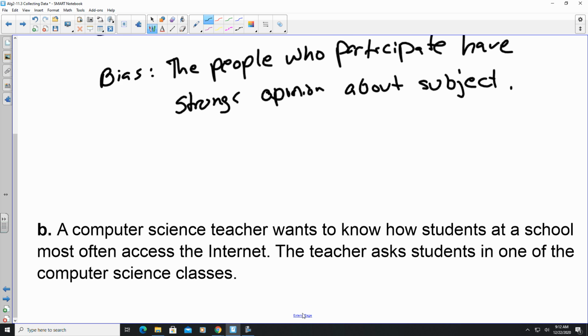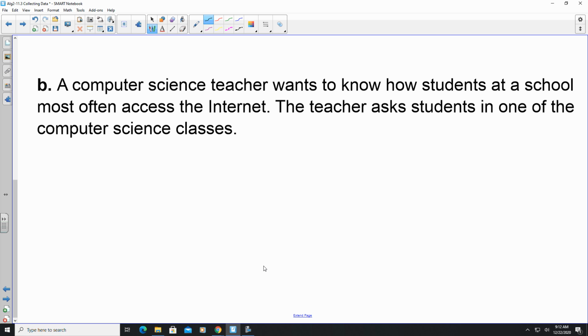This particular example says that a computer science teacher wants to know how students at school most often access the internet. The teacher asks the students in one of the computer science classes. So since that particular teacher is a computer science teacher, he asks that person's class. That is a convenience sample.